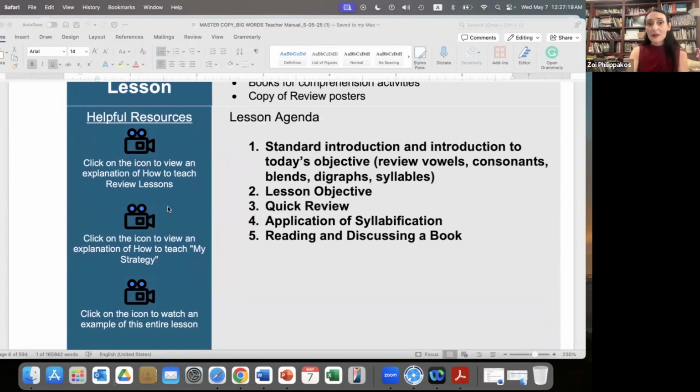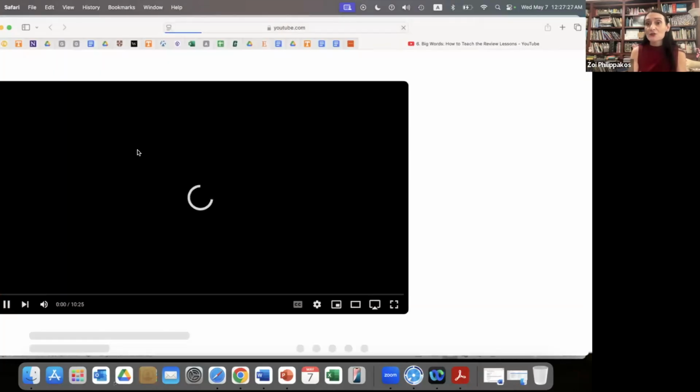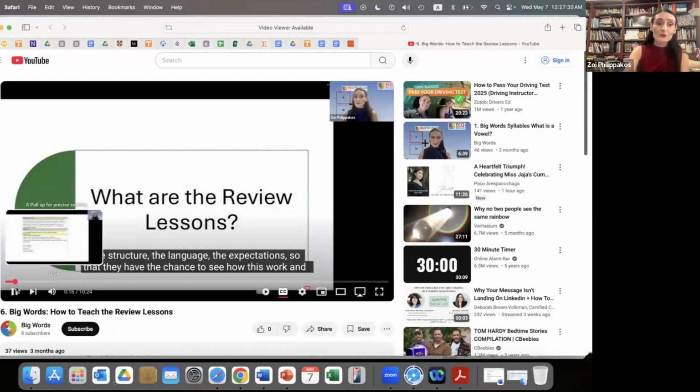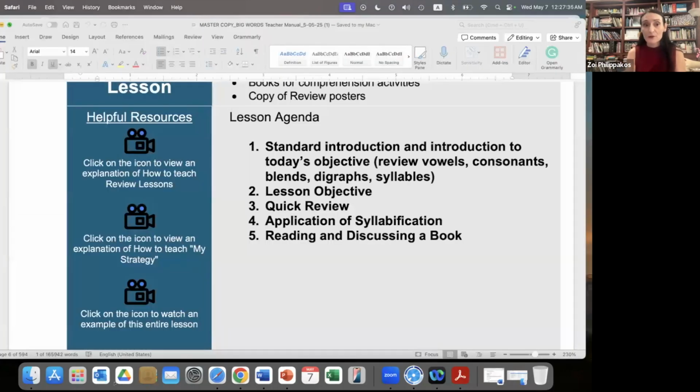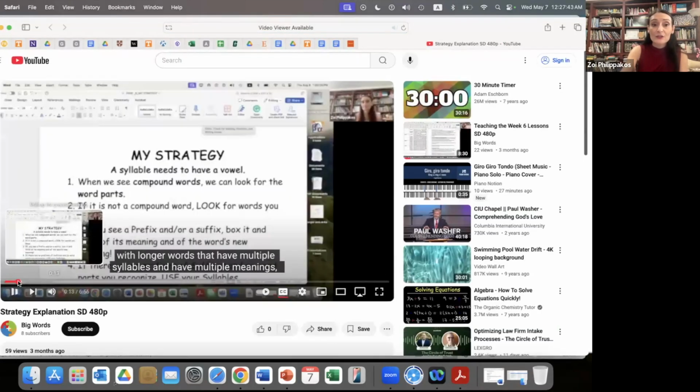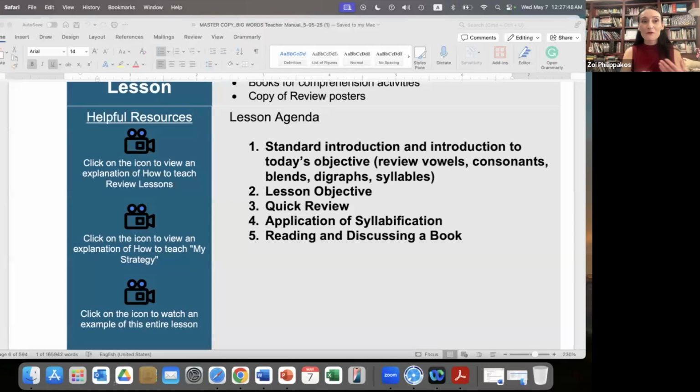On the left, you see we have helpful resources. This is where you will click and then you can select an explanation about how to teach the review lesson. This will lead you to an explanation that we have provided on how to teach the review lesson. And then you also see we have a link on how to teach my strategy. This is the link for how to teach the my strategy lesson, and my strategy overall: what is the overall way of supporting students on the use of the strategy? And then finally, we have added a video where you can see the entire lesson.